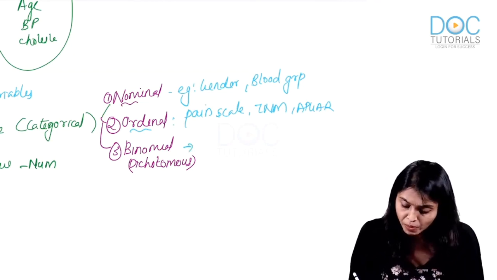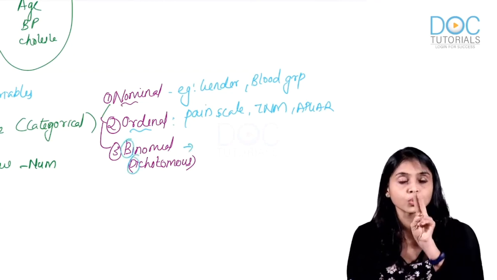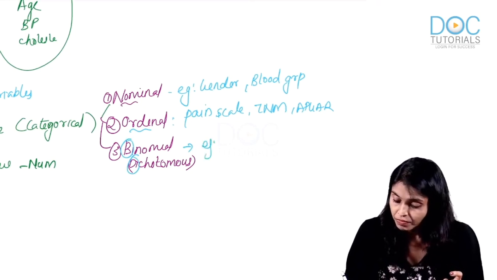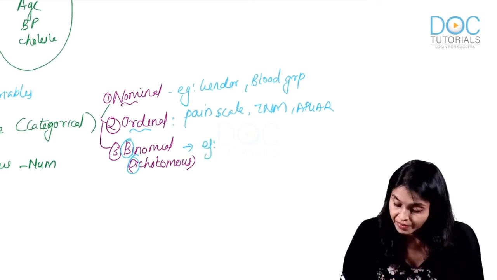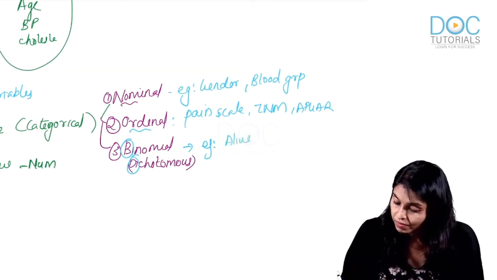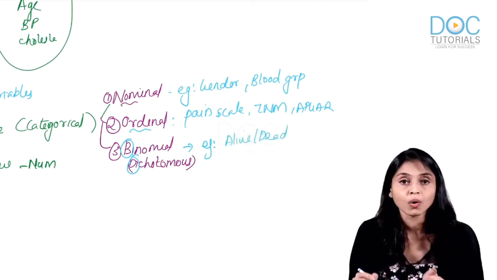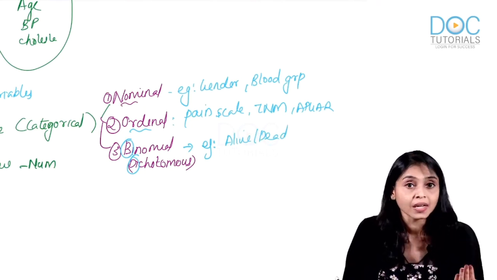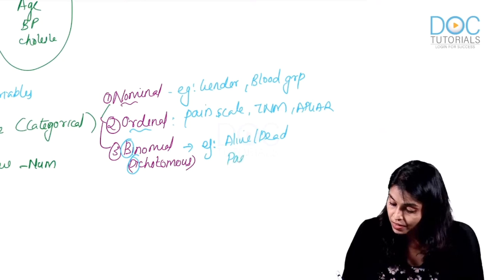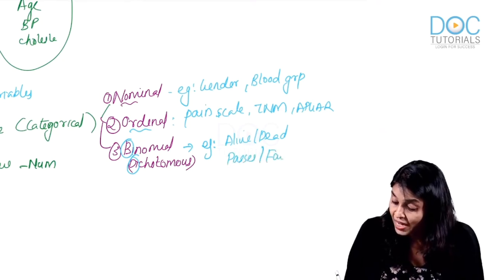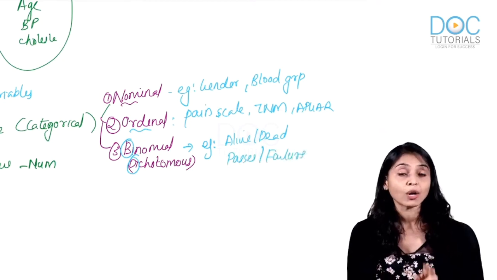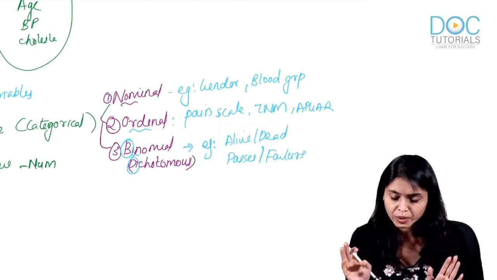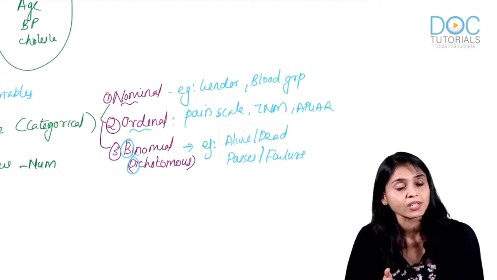Next is binomial or dichotomous. As the name indicates, what do you mean by bi or di? 2. That means only 2 outcomes are possible. Example, is a patient dead or alive? It's binomial. Only these 2 are possible. You can't have anything in between, right? Second, number of passes and failures. So such variables where only 2 outcomes are possible, you call binomial or dichotomous. Hope you're with me. So that's all about categorical or qualitative.